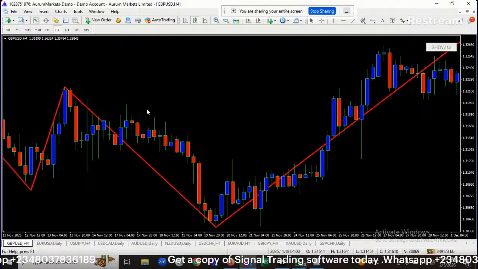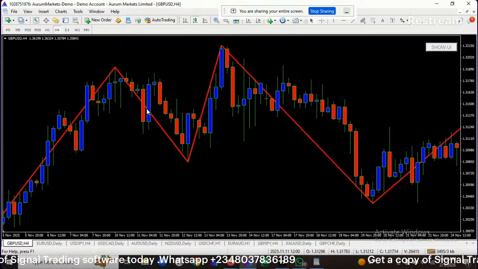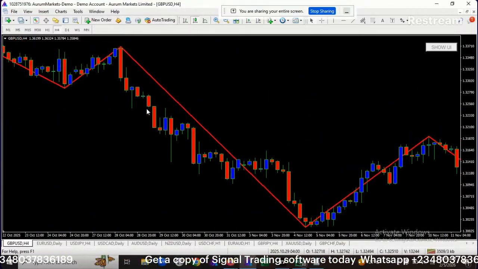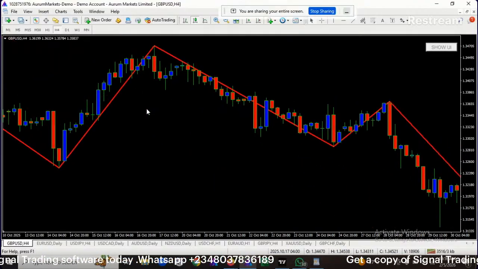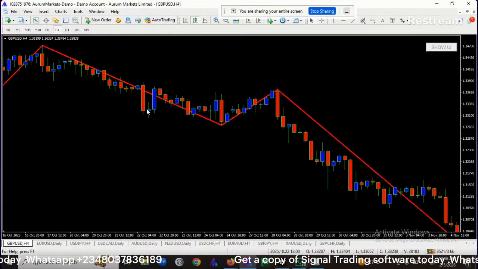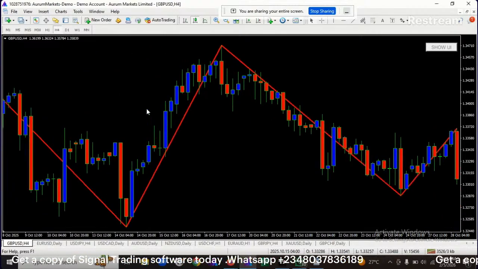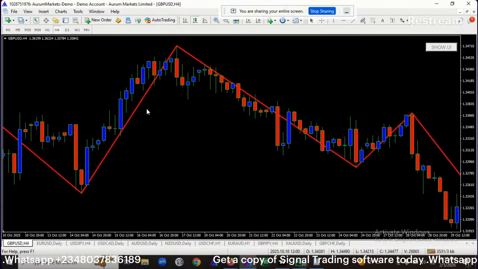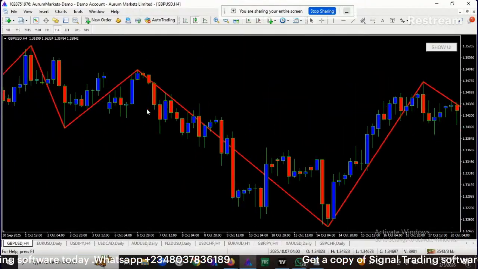Don't complicate analysis. Don't complicate trading for yourself. I've learned several strategies, but I can tell you that candlestick pattern still remains the best. Most of the strategies out there use candlestick patterns. So sit down and take your time to master candlestick patterns, how to identify this pattern. Okay, so let's look for another one.